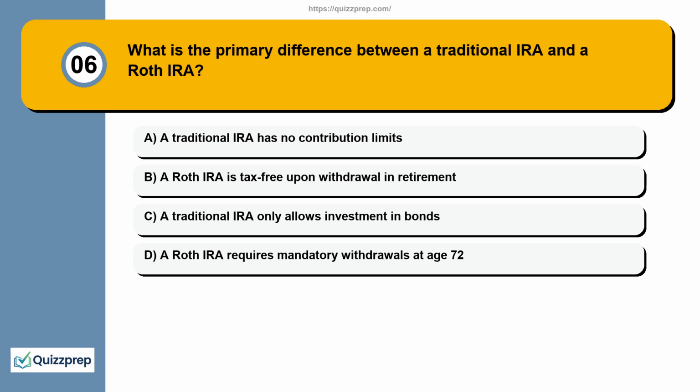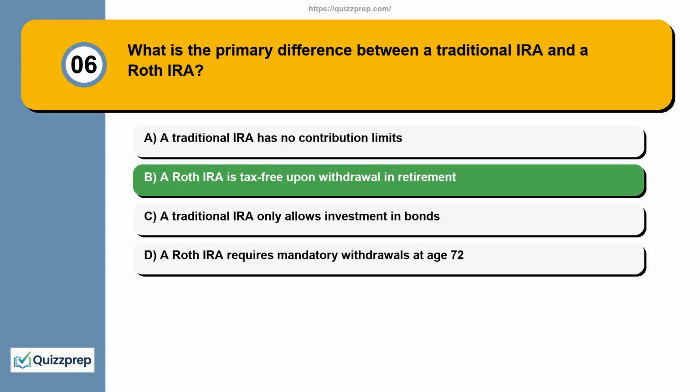Question 6. What is the primary difference between a traditional IRA and a Roth IRA? Here are your options. Option A. A traditional IRA has no contribution limits. Option B. A Roth IRA is tax-free upon withdrawal in retirement. Option C. A traditional IRA only allows investment in bonds. Option D. A Roth IRA requires mandatory withdrawals at age 72. The correct answer is option B. A Roth IRA is tax-free upon withdrawal in retirement.